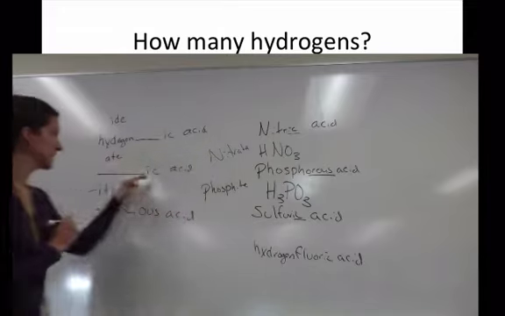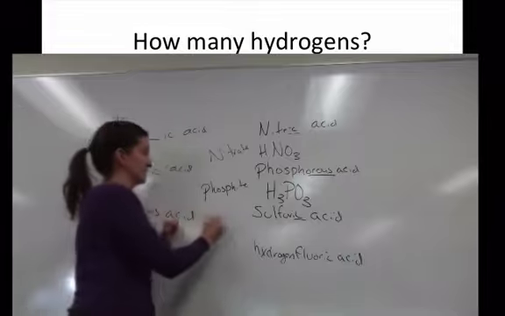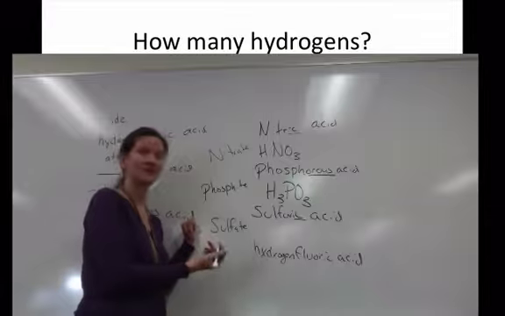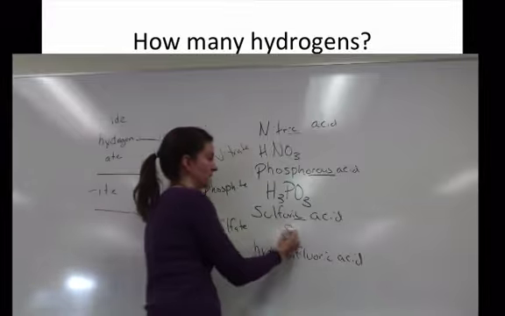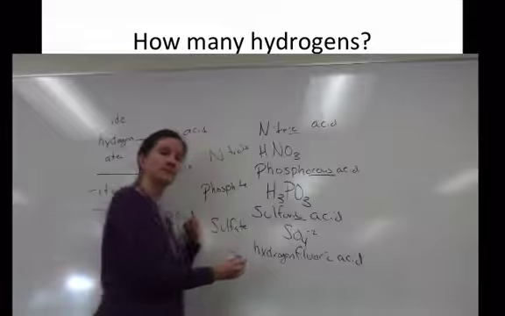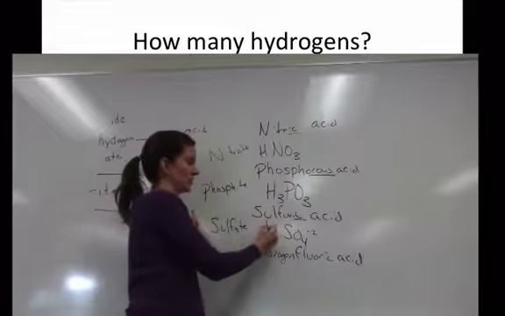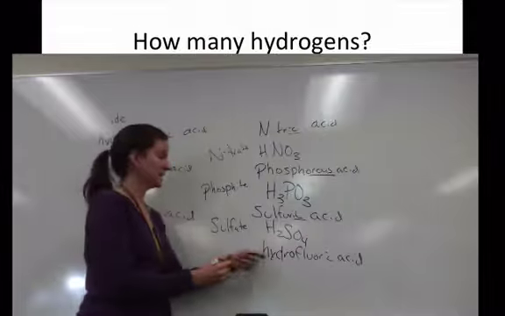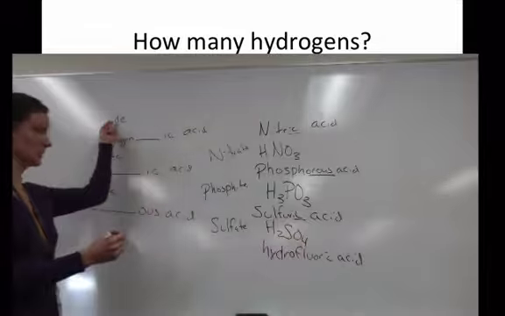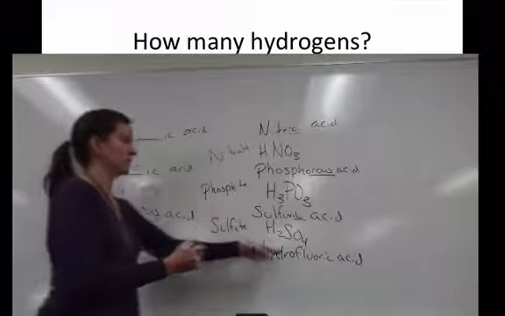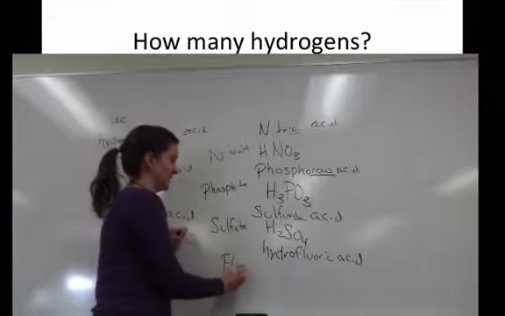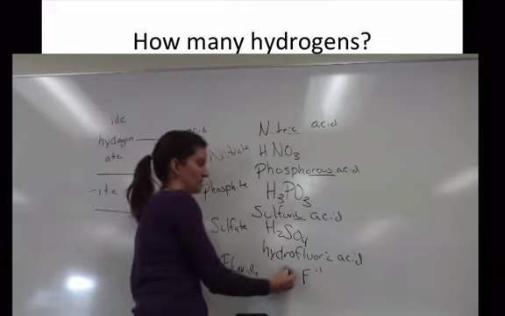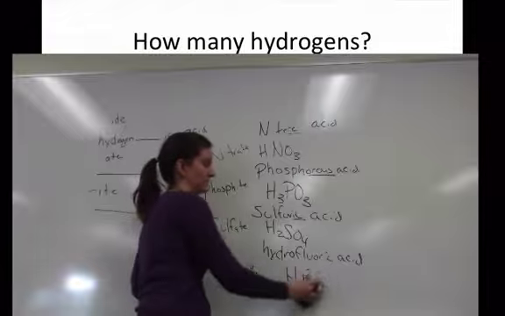Sulfuric acid, -ic, means it was -ate, so this is sulfate. Again, you have your R back. Sulfate is SO4 -2. To balance out that -2 charge, you need 2 hydrogens. Hydrofluoric acid, hydro-ic acid, means it was from the periodic table, or -ide, which means this is fluoride. Fluoride is an F, it has a -1, so you need 1 hydrogen to balance it out.